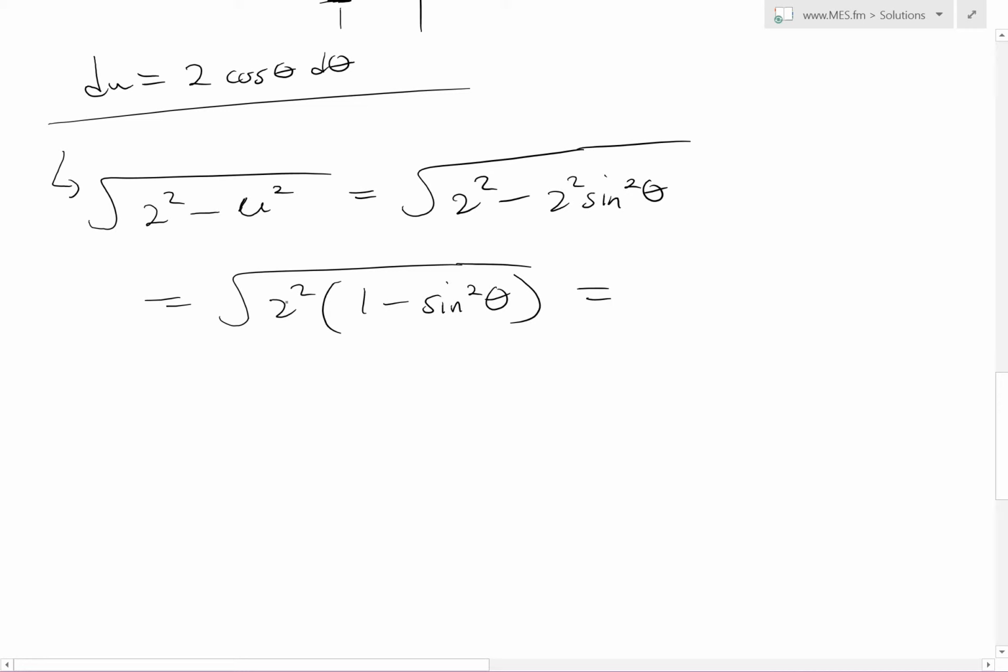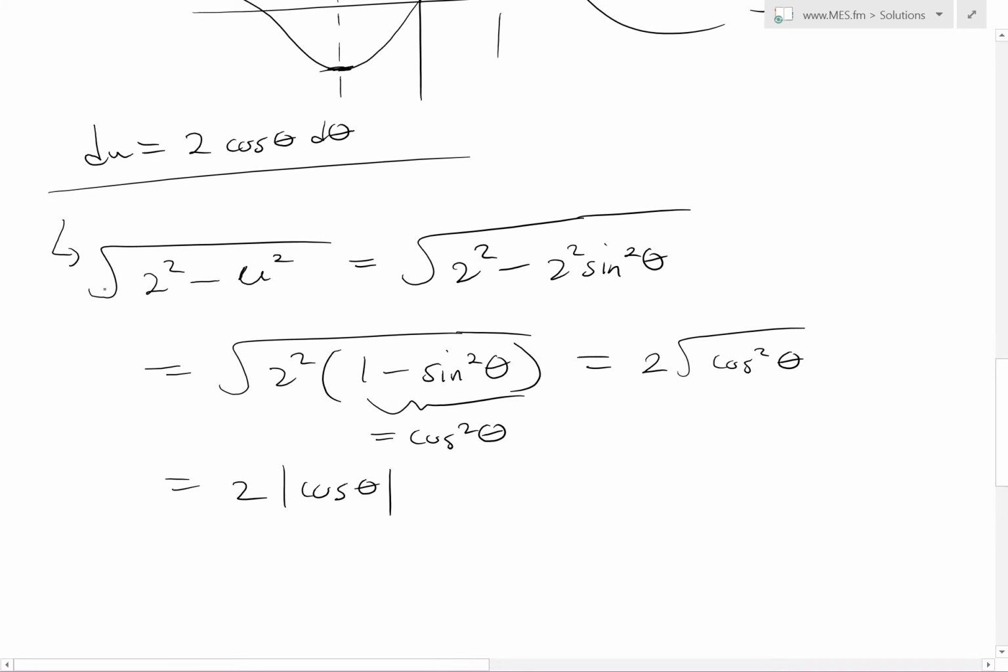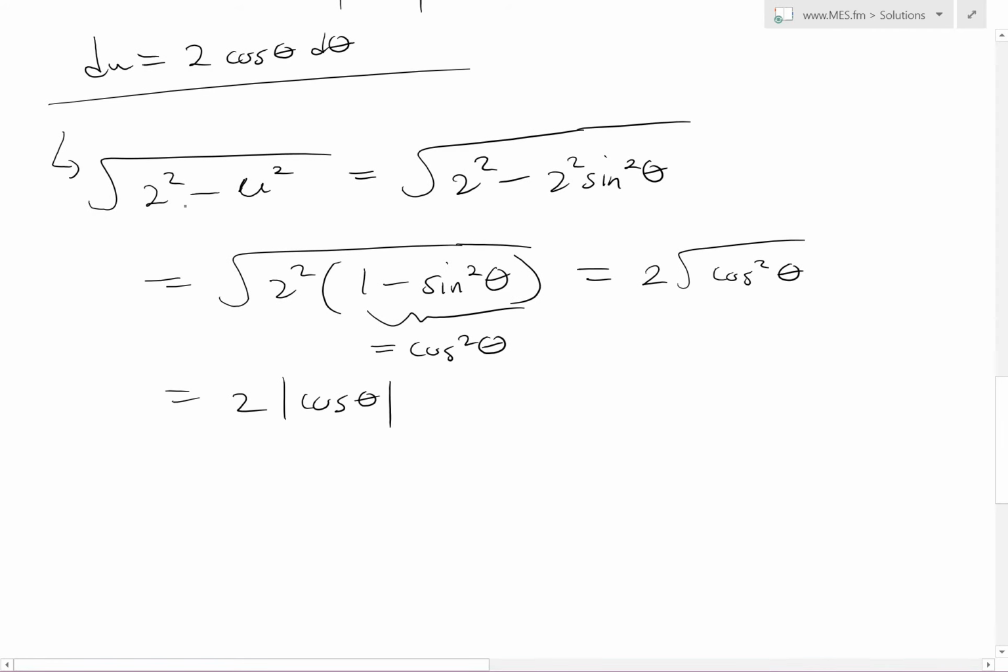Now this equals 2 square root of, 2 squared is just 2. And we know the trig identity, this equals cosine squared theta. So now this equals 2, and then the absolute value of cosine theta. The reason it's absolute value, like always, is that this square root function is positive. So anything inside it has to be positive, and overall has to be positive, because you can't have a negative square root.